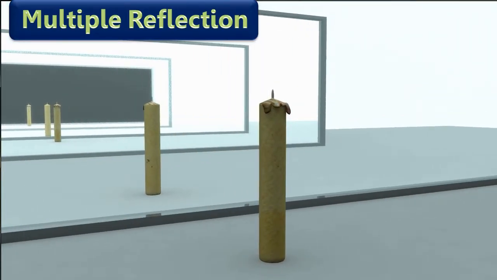You might have observed this in many places. Some elevators have mirrored walls. This is because of the multiple reflections of light.